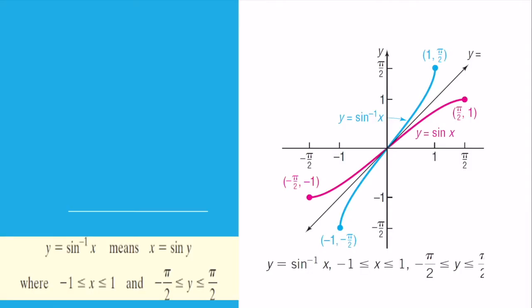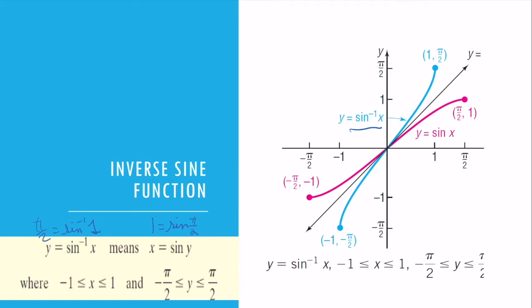So let's take a look. Here we have our sine inverse function. In pink, we have our sine function. In blue, we have our sine inverse function. So y equals inverse sine of x means x equals sine of y. So let's do an example. Sine of pi over 2 is 1, right? This means that sine inverse of 1 would be pi over 2.